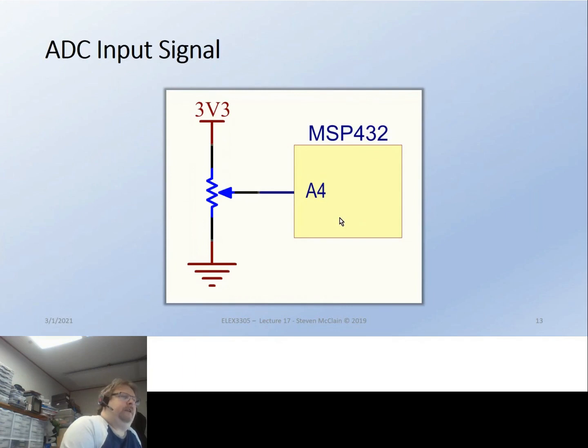So this would be a typical input signal. You've got a pot. This is what our joystick looks like. It's got ground on one side, it's got 3.3 volts on the other, and then it's a pot, and it's just hooked up to a port pin.